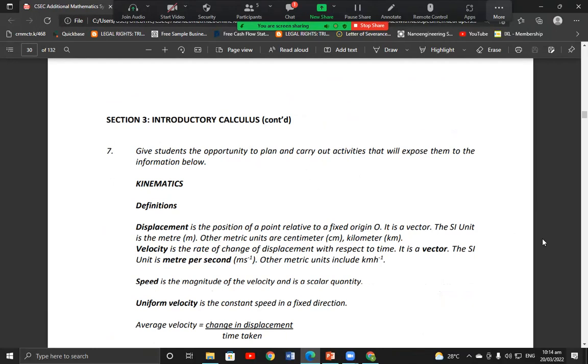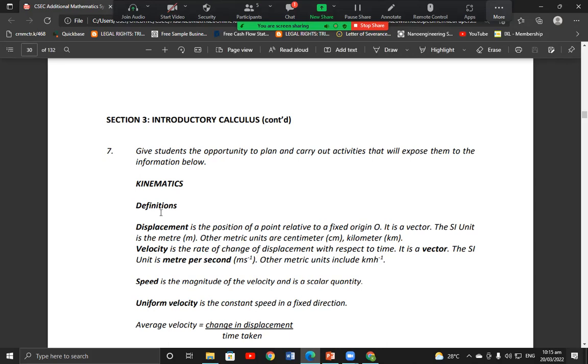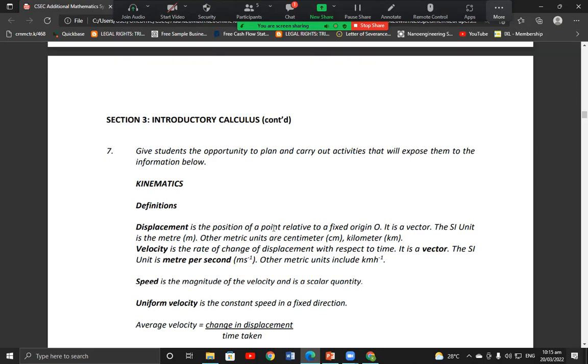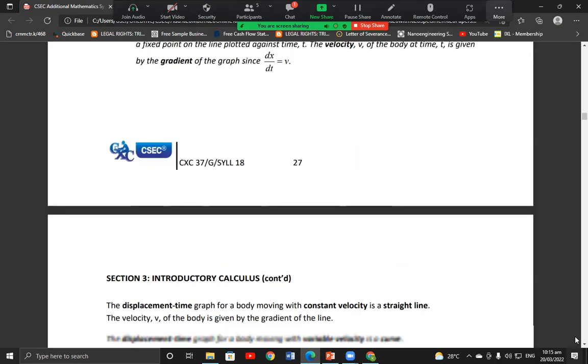So kinematics, what are you required to know for your syllabus? Well, you need to know these definitions, right? Yes, I know you're doing math. You don't want to learn definitions, but you have to. You have to in order to do kinematics. If you don't understand the terms, then you wouldn't be able to do this particular topic. So there's a whole list of definitions that you need to know, some formulae you need to know, and graphs.